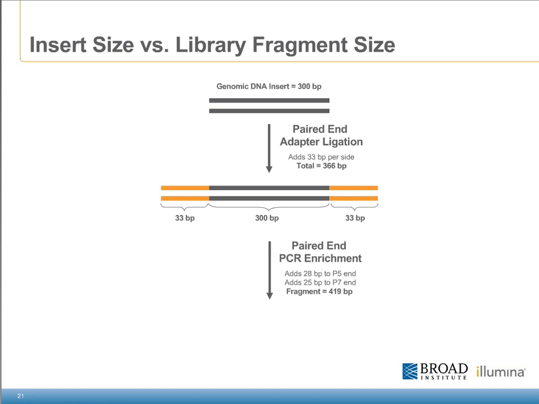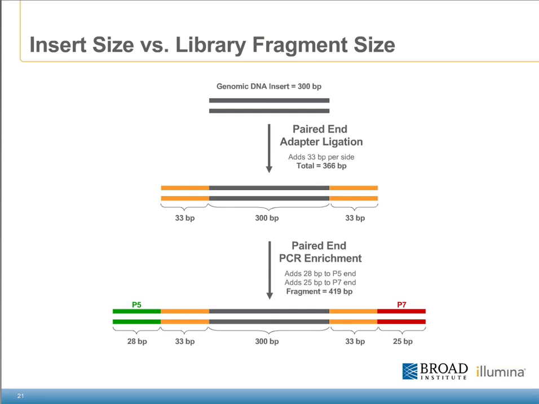Now you're going to do an enrichment, and that actually adds more bases on. So your paired end PCR enrichment is going to add 28 base pair to that P5 end and 25 base pair to the P7 end. So now your completed fragment is 419 base pair. So that's what, when we say library fragment size, that final piece of DNA that you're going to put on the flow cell is. It's 419 base pair. But really, the insert is only 300 base pair.